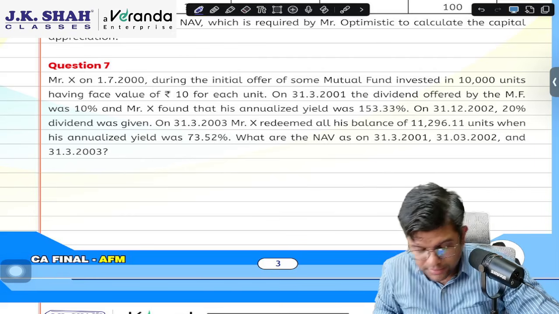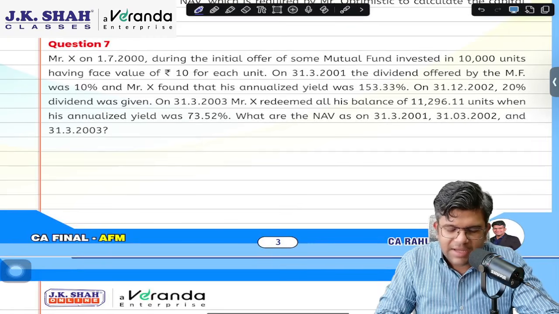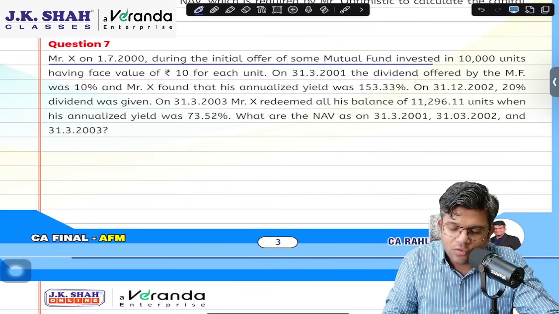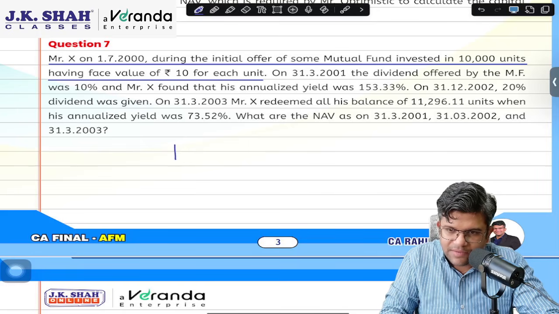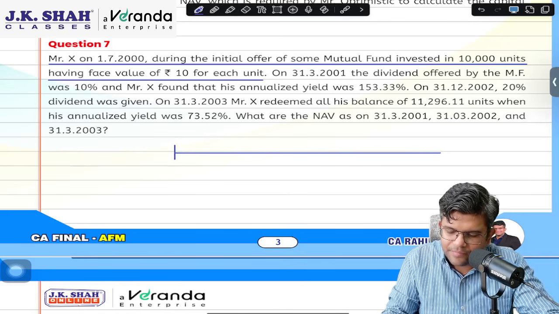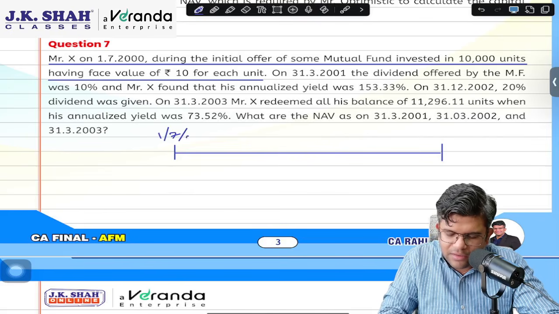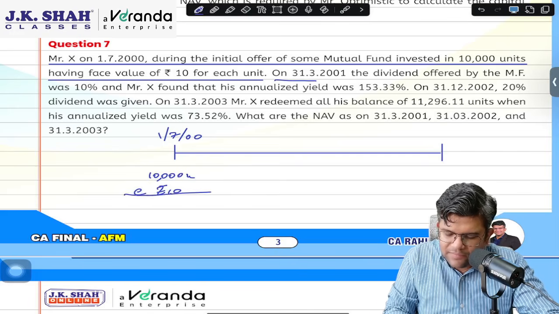So now, what are they saying? Mr. X on 1/7/2000, during the initial offer of a mutual fund, invested in 10,000 units having a face value of 10 for each unit. Now see, be with me, listen to this carefully. On 1/7/2000, this person purchased 10,000 units at the rate of 10 rupees per unit. That means total investment value, of course, is rupees 1 lakh.